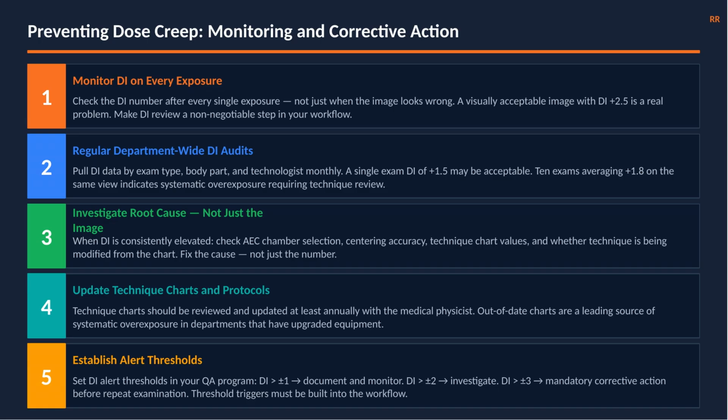2. Regular department-wide DI audits. Pull DI data by exam type, body part, and technologist monthly. One exam at DI plus 1.5 may be acceptable. Ten consecutive exams of the same view, averaging DI plus 1.8, indicates a systematic overexposure requiring immediate technique review.